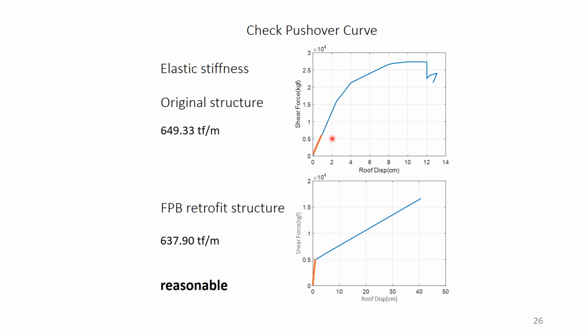The two orange lines show the elastic stiffness. The first is 649.3 ton-meter, and the second is 637.9 ton-meter. These two values are very close, so we can say that our pushover curve result is reasonable.